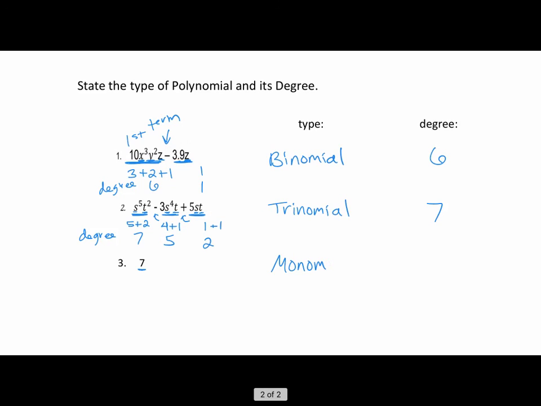Our third example, there's no addition or subtraction, so there's a single term, and a single term is a monomial. And the degree of that term, well, there are no variables, so the degree of the variables, well, there is none. It's 0.